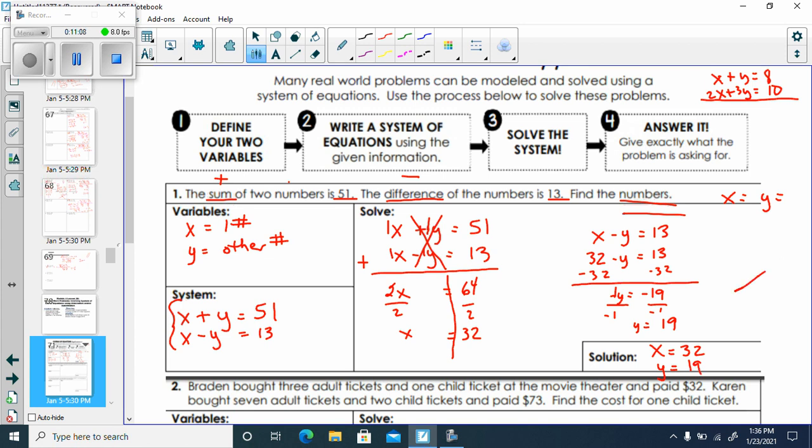And guys, we always know what we're looking for is where the two lines intersect. Our solution is what? 32, 19, okay?